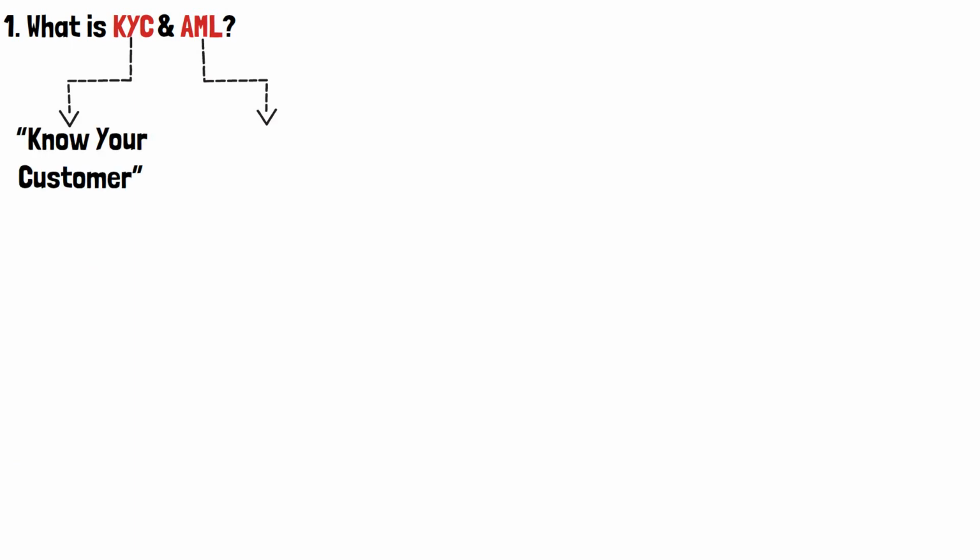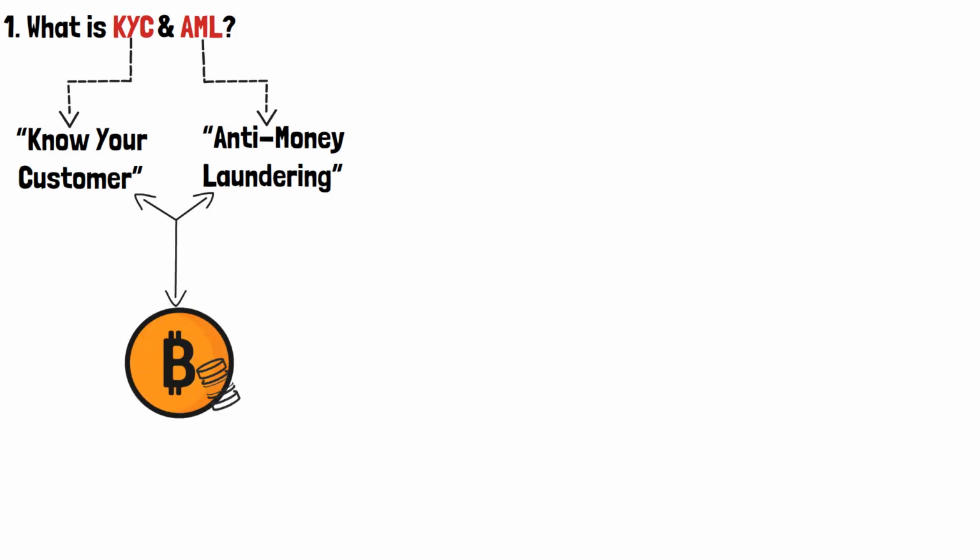So, to start things off, let's first establish what does KYC mean in crypto, as well as where does AML come in too. Both of the terms in question are abbreviations. KYC stands for Know Your Customer, while AML is anti-money laundering. As you might have guessed already, both concepts are also related to cryptocurrency regulation.